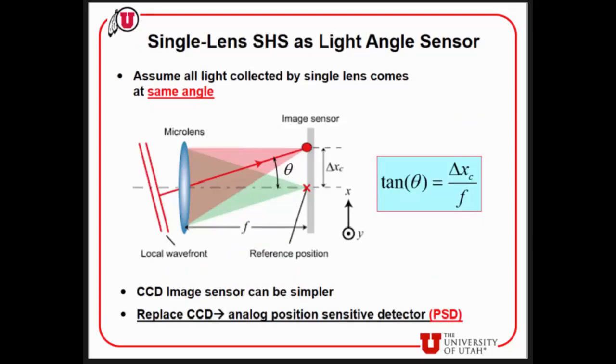We are extending this principle and making it even simpler. We use just one microlens and a partial CCD sensor, as shown in the figure. The deflection of the bright spot, that is delta XC, is directly proportional to the product of the tangent of the angle of incidence and the focal length.